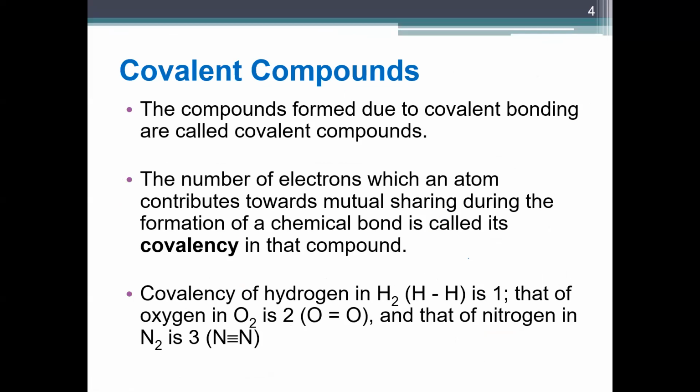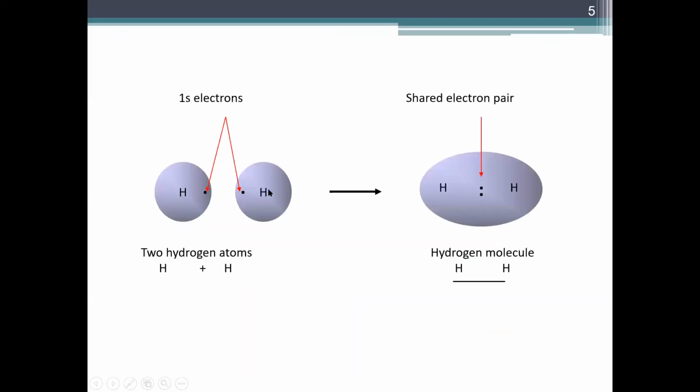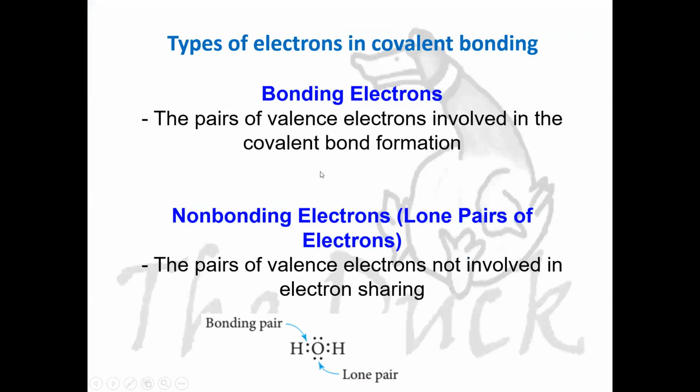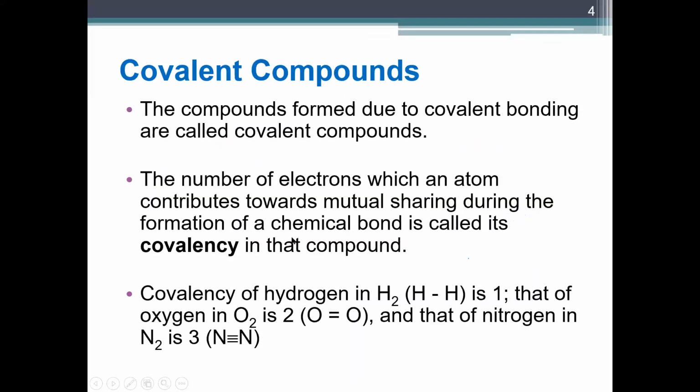So you only talk of covalency of a particular bond. Remember, what's the definition for covalency? The definition for covalency is the number of electrons an atom contributes towards the mutual sharing. So you only talk of covalency between 2 atoms. But when you have a molecule like ammonia that has 4 atoms, you can't talk of covalency. You can only talk of covalency between 2 particular atoms that form a bond in a particular molecule.